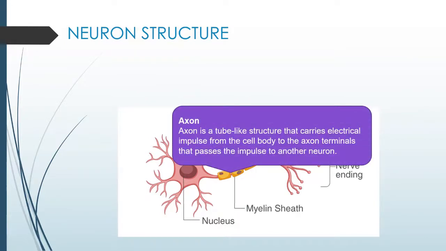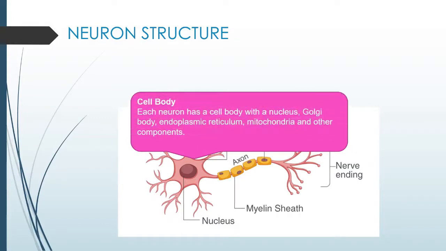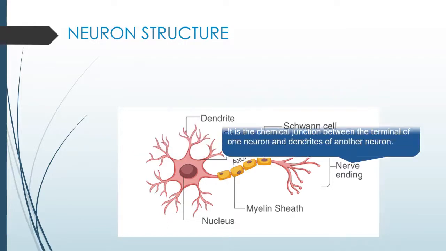The second one is your axon. The axon is a tube-like structure that carries electrical impulses from the cell body to the axon terminal, which passes the impulse to another neuron. At the end of the axon, you have your nerve endings. Each neuron has a cell body with a nucleus, Golgi body, endoplasmic reticulum, mitochondria and other components.